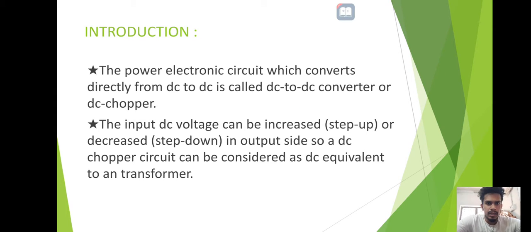Introduction. The power electronic circuit which converts directly from DC to DC is called a DC to DC converter or DC chopper. The input DC voltage can be increased (step up) or decreased (step down) on the output side, so a DC chopper circuit can be considered as DC equivalent to a transformer.